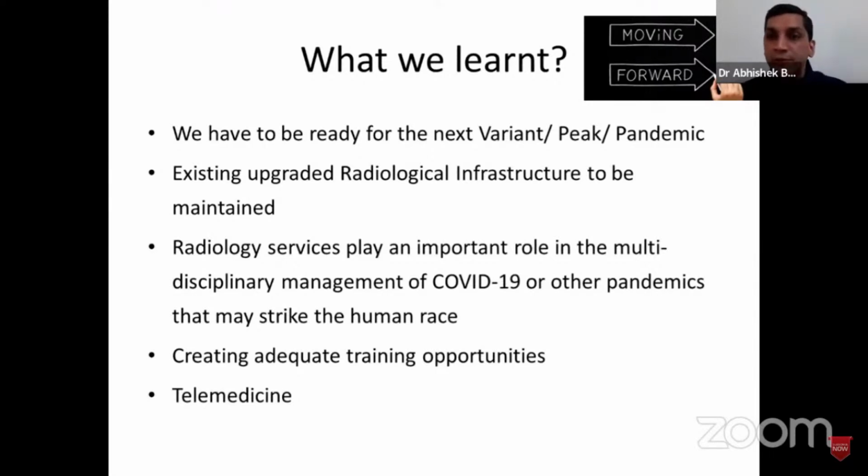We have to create adequate training opportunities because training the manpower in healthcare is very important, and telemedicine is something that is going to stay with us. A lot of you, the doctors across the globe, were exposed to how patients were contacting us through WhatsApp, through phone, which may not be ideal. But yes, we have to move on with the times. The online consultations are going to stay, and at least for patient follow-ups, I think online consultation will stay.